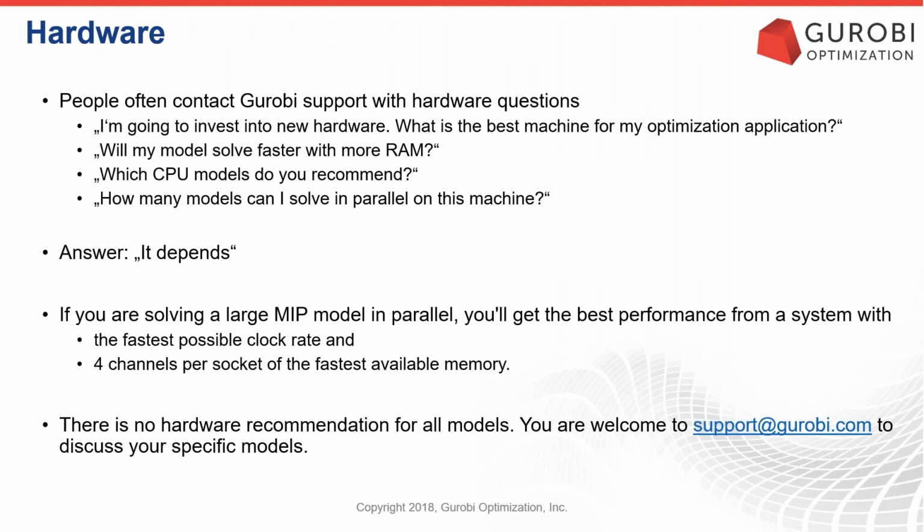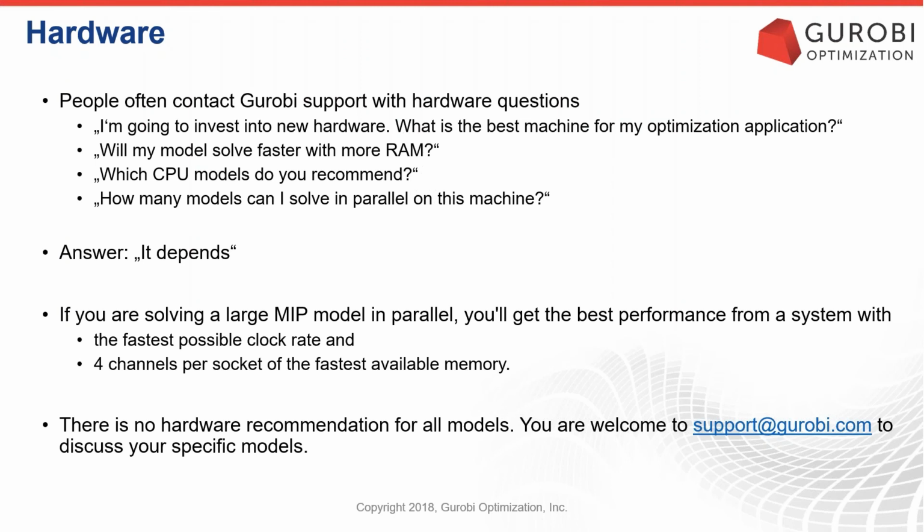So let's look at the hardware aspect first. It's very common that people contact Gurobi support with hardware questions. For example, at the start of a project, the question is usually, I'm going to invest in new hardware, so I'm going to buy a new machine. What is the best machine for my optimization application? This is a very common question. But also if you have an existing machine, people usually ask, how can we improve performance? For example, will my model solve faster with more memory? Or if you're looking for a CPU upgrade, the question might be, which CPU models do you recommend? Which are best for optimization applications?